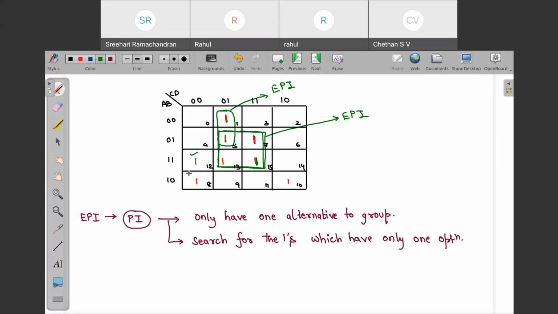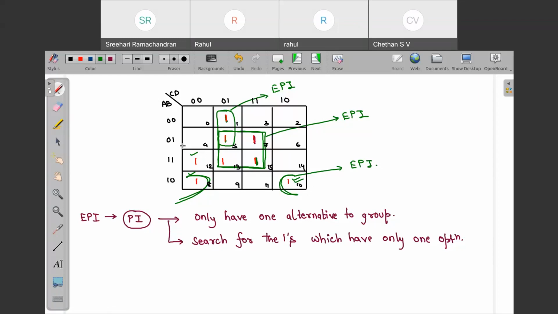So we have covered this one, this one. Now last is this one. Look at this one. It has only one option to group, and that is like this. So this group is an essential prime implicant due to this one, not due to this one. So this is also one essential prime implicant. So there are three essential prime implicants over here. Tell me if there is any doubt in understanding essential prime implicants and prime implicants.